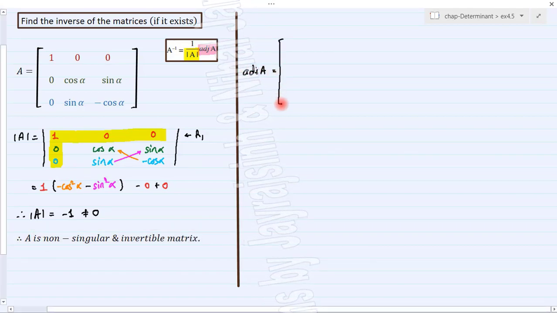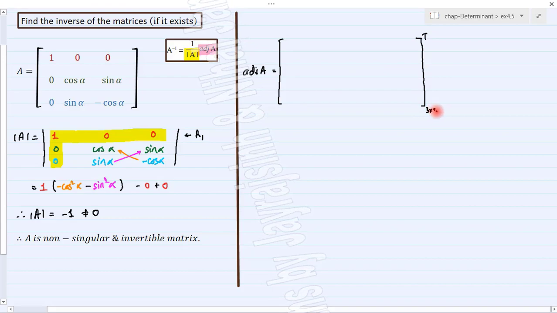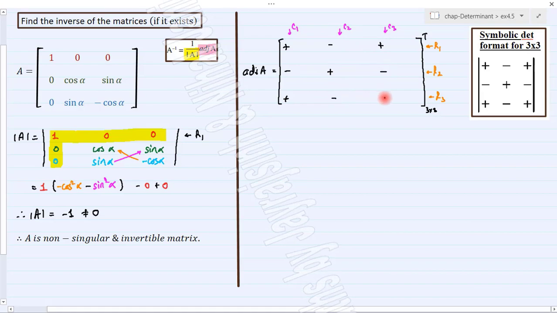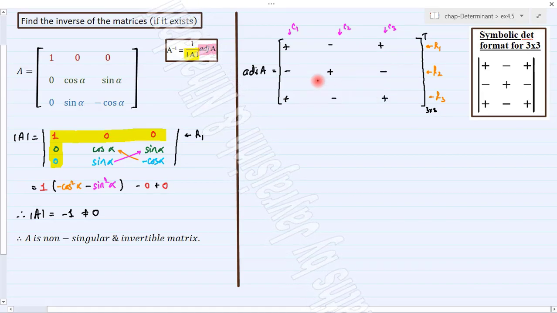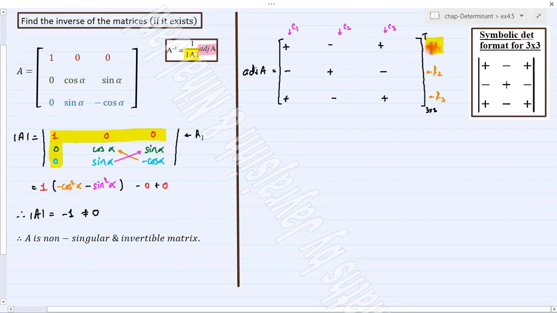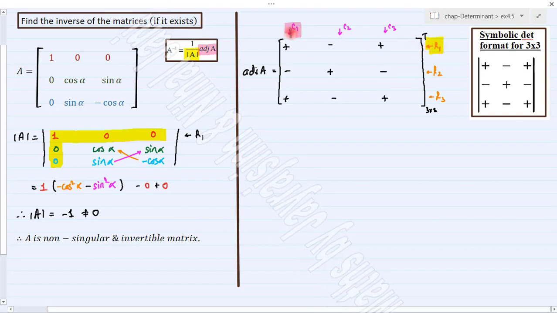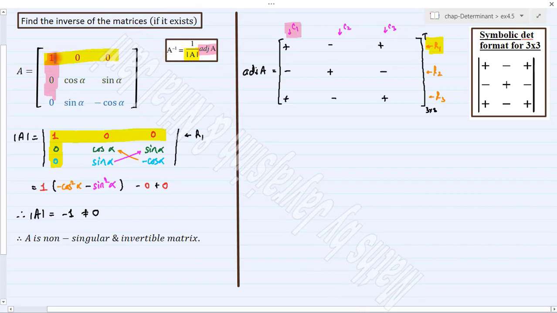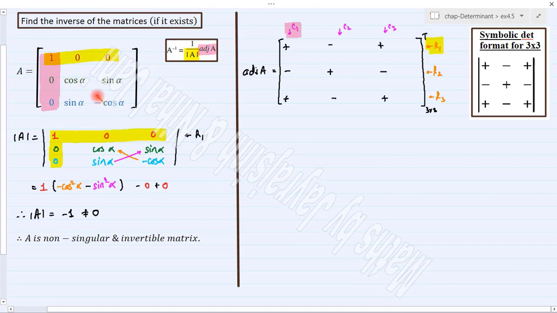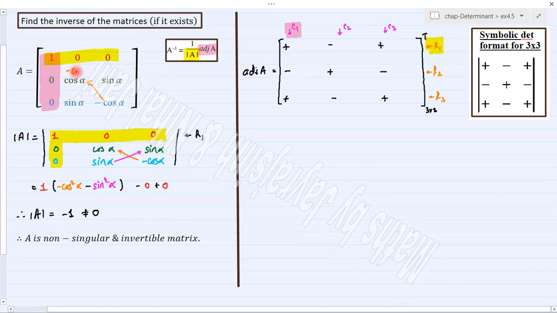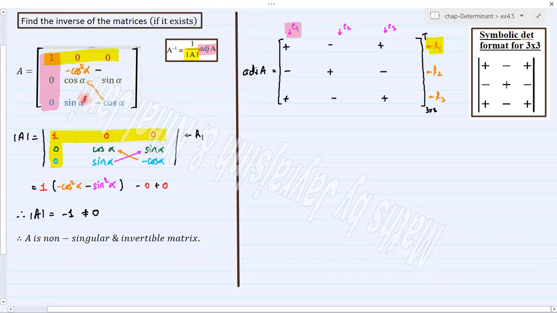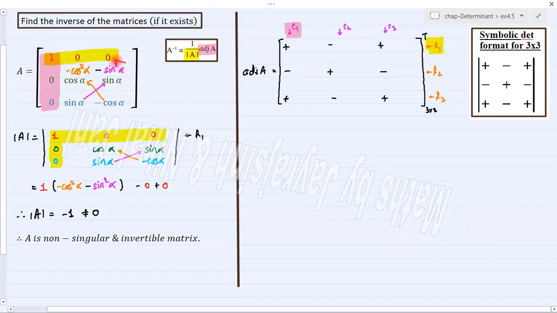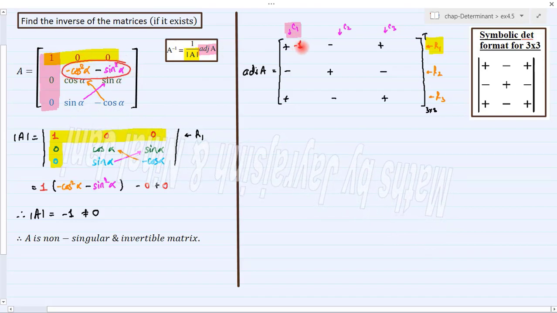So let's find out adjoint of A of order 3 cross 3, and let's use symbolic determinant to get sign of cofactor. Now we just need to get minor of all the elements. The first element is in first row and first column. So let's ignore first row and first column and then cross multiply. Minus cos alpha will give us minus cos square alpha, minus sin alpha into sin alpha will give us sin square alpha. So this will become minus 1.